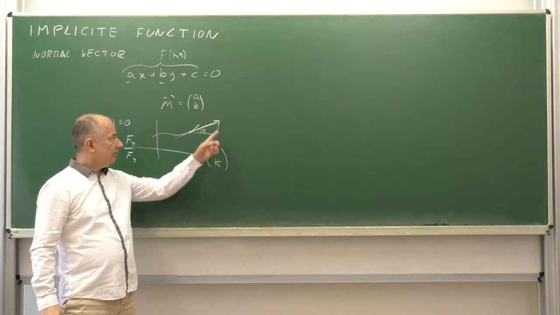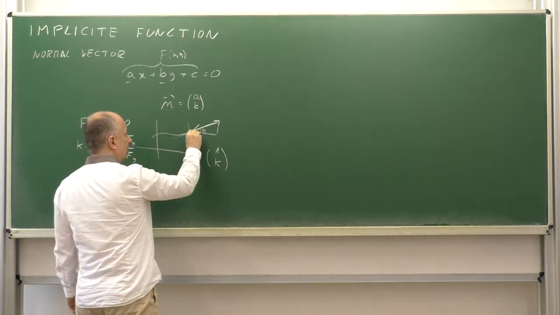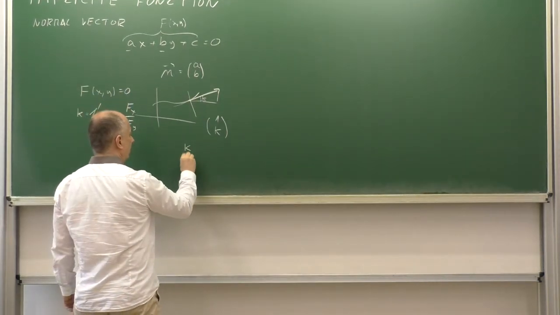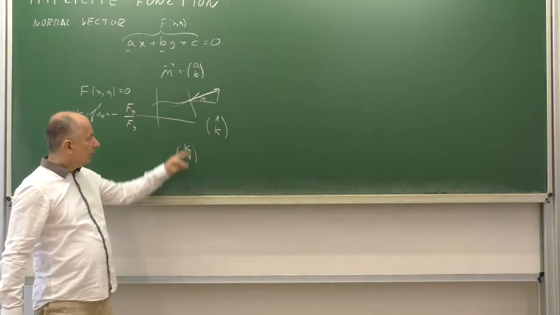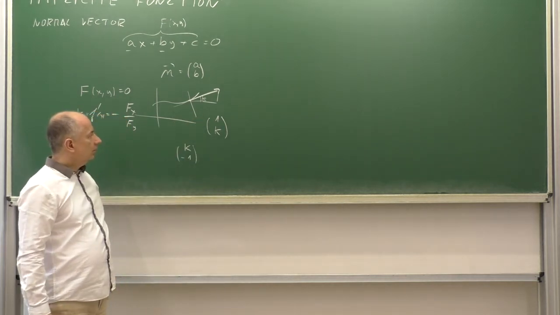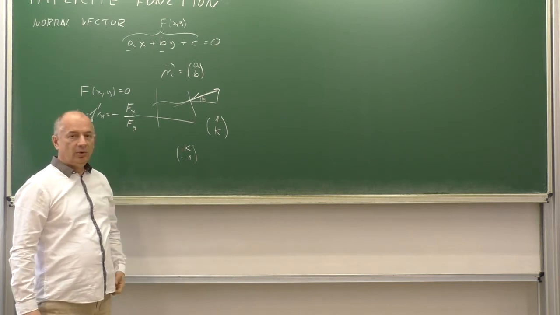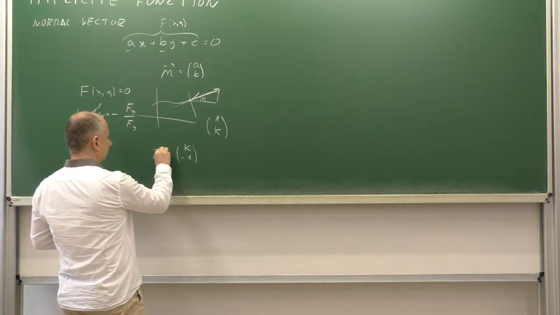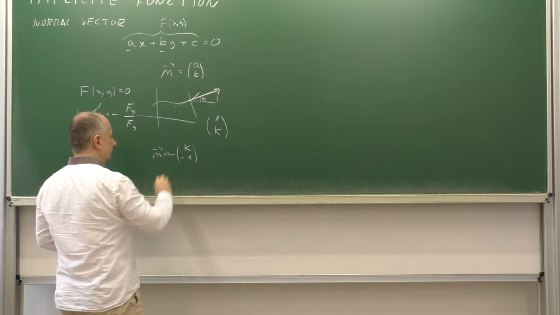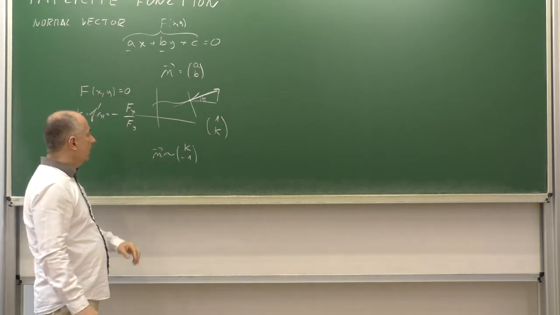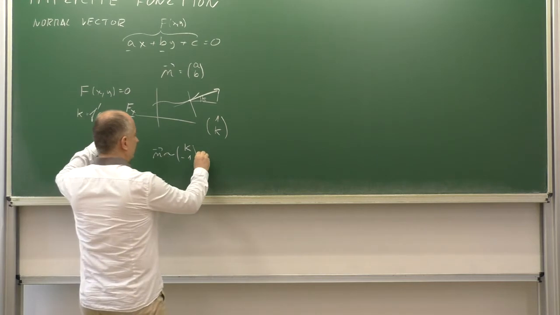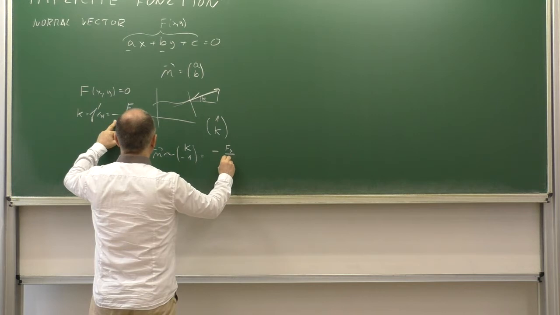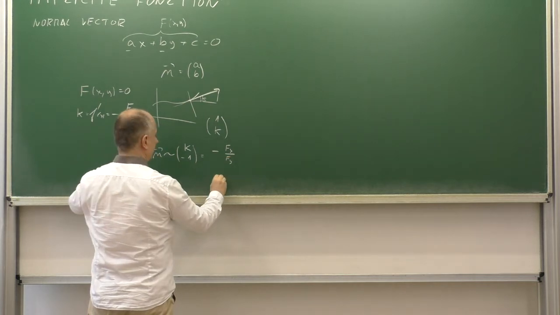And if we have the tangent vector, then the normal vector, which is perpendicular or orthogonal to this one, can be written as (k, -1). We swap the two coordinates and we multiply one of them by minus 1. So this will be the normal vector, or in this direction. And k is minus fx divided by fy, and minus 1.